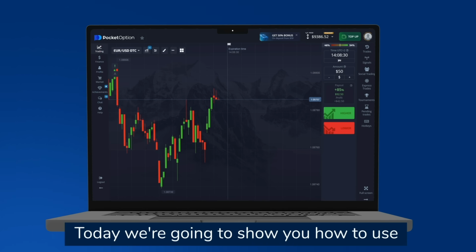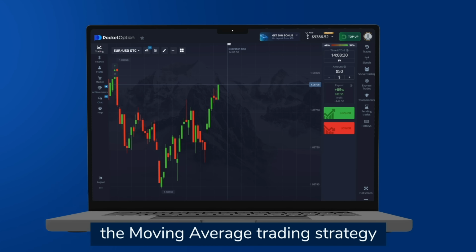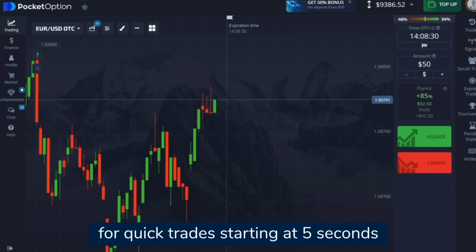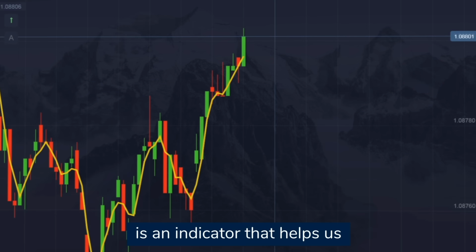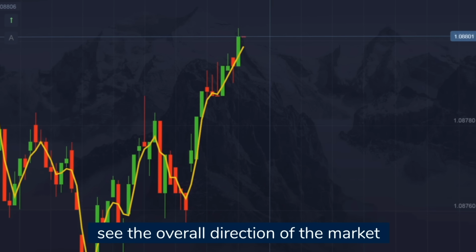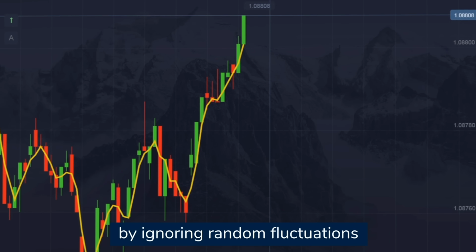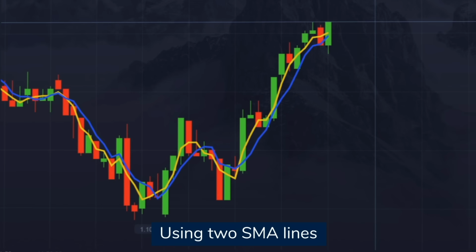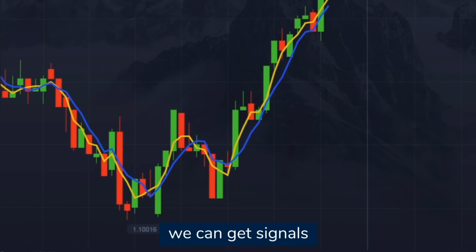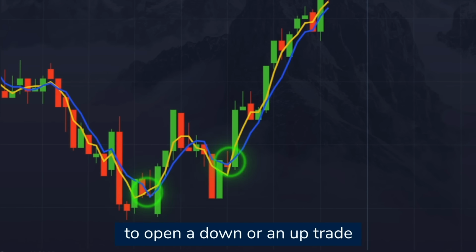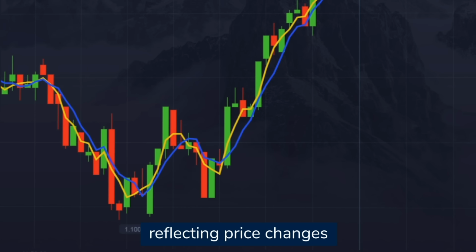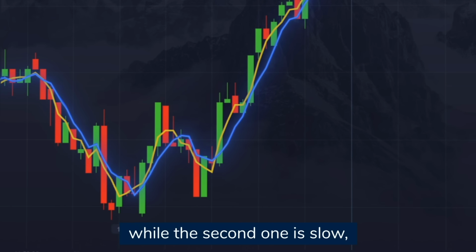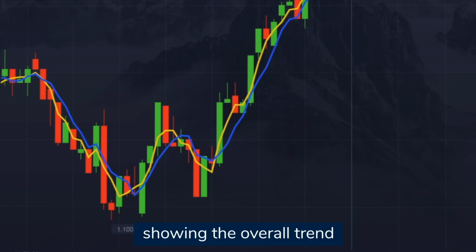Today, we're going to show you how to use the moving average trading strategy for quick trades starting at 5 seconds. The simple moving average, or SMA, is an indicator that helps us see the overall direction of the market by ignoring random fluctuations. Using two SMA lines with different time frames, we can get signals to open a down or an up trade. The first indicator is fast, reflecting price changes over a short period of time, while the second one is slow, showing the overall trend.